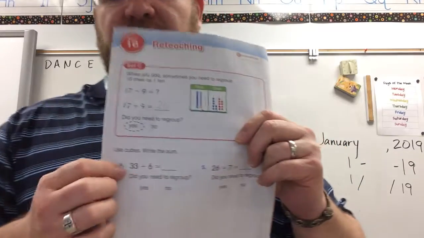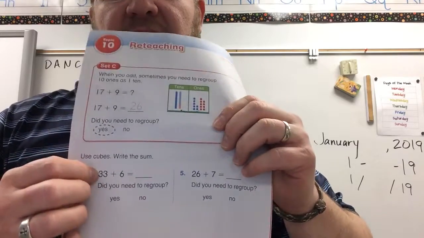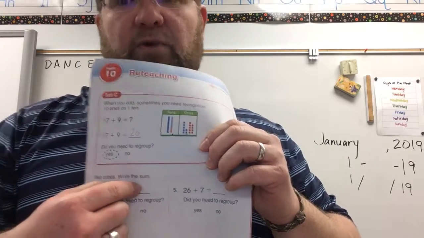Very good. Now let's look at 33 and 6. With 33 and 6, we can start with 33 up here, and I'm going to count up 6 places. So I've got 33, 34, 35, 36, 37, 38, 39. I added 6. I started with a 3 in the tens place. I had 39, so I ended with a 3 in the tens place. So did my tens place change? No. So did I regroup? No.